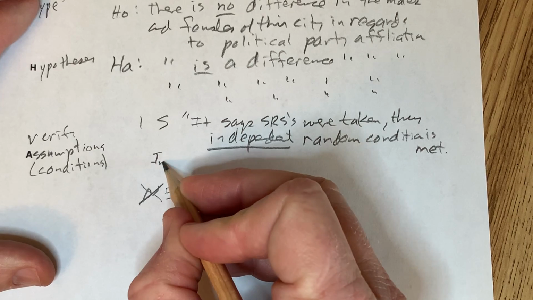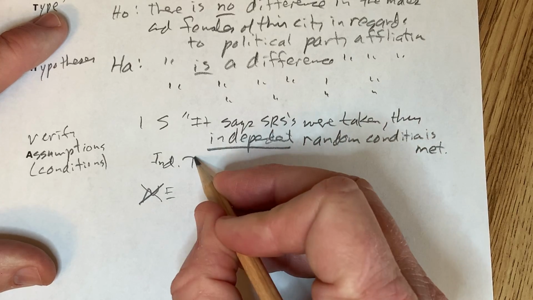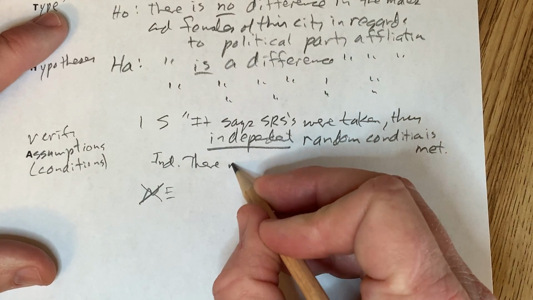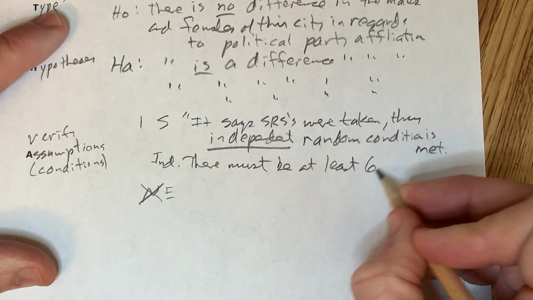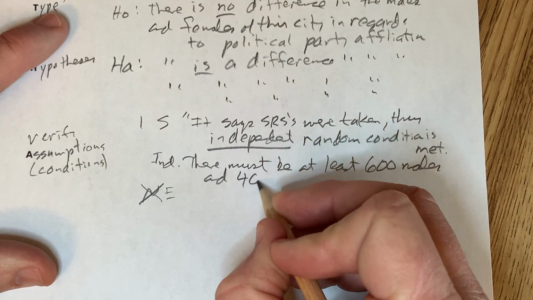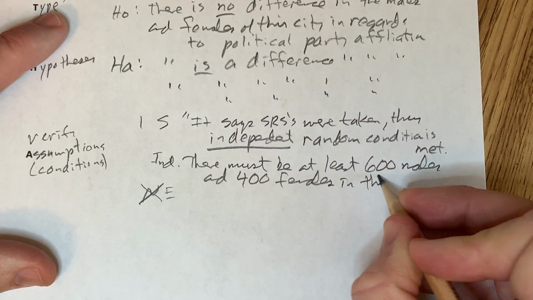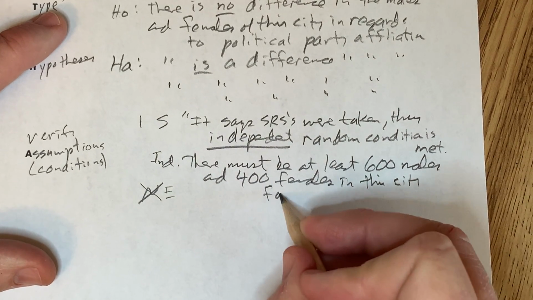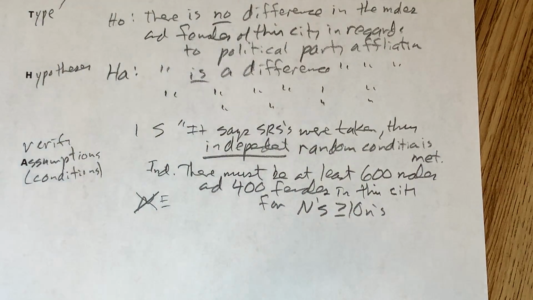And then our population sizes have to be at least 10 times our sample sizes. I won't write it all out, but maybe I will write it all out. There must be at least 600 males and 400 females in this city for our population sizes to be at least 10 times our sample sizes, because we're not using replacement. So our population has to be big enough that not using replacement isn't affecting it significantly.